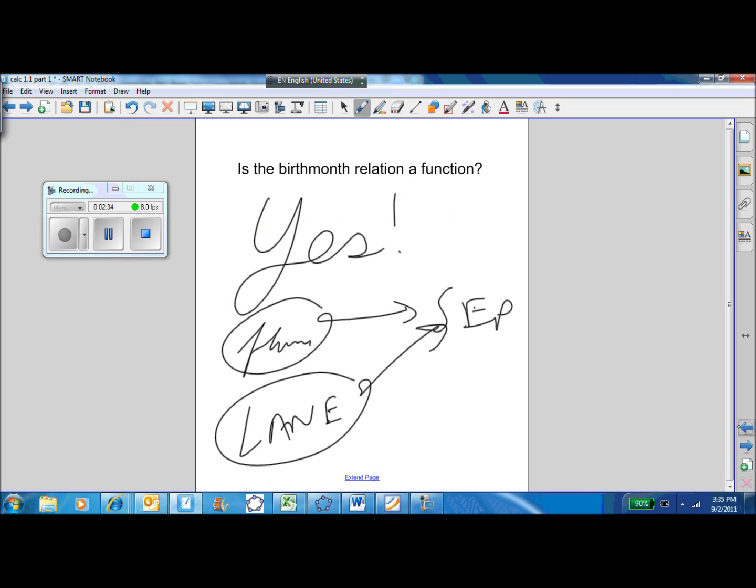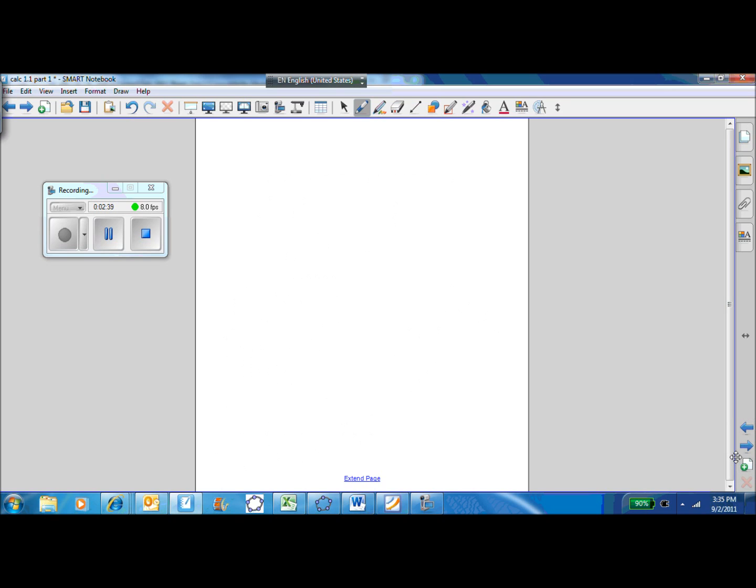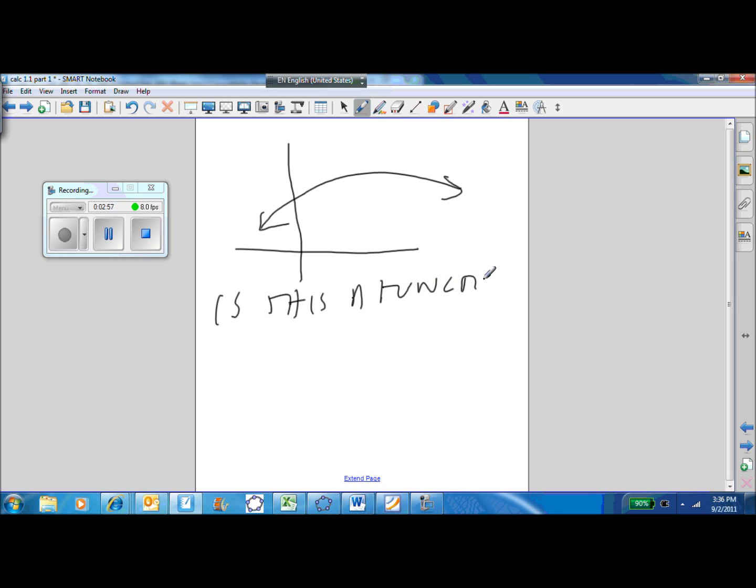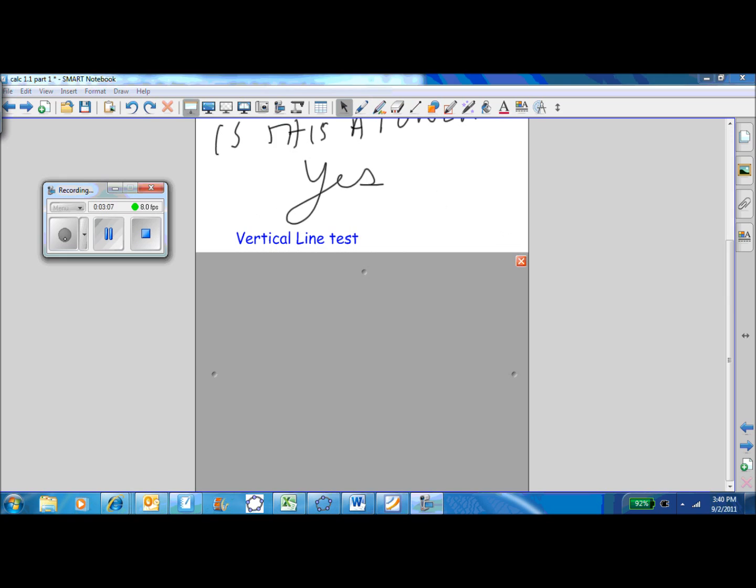Now, before we get into functional notation though, let's just look at another way of looking at functions. And that's telling if you've got a function from the graph. So if I've got a function and it looks like this, is this a function? Well, the answer is yes, and we can tell just from looking at it by something called the vertical line test. And let me write that down for you. Okay, here we go. The vertical line test.